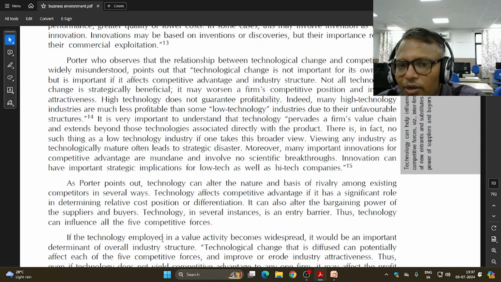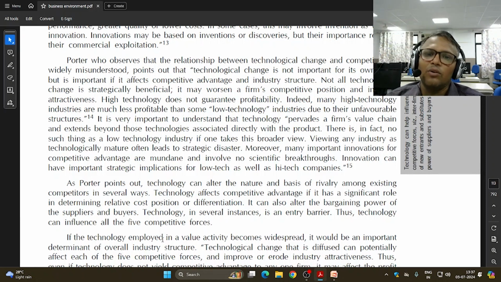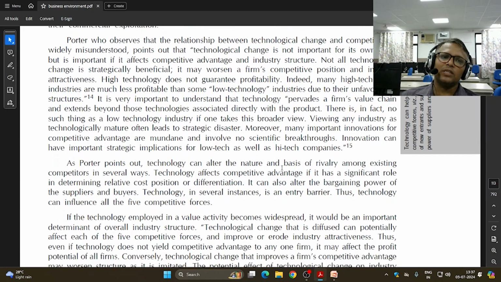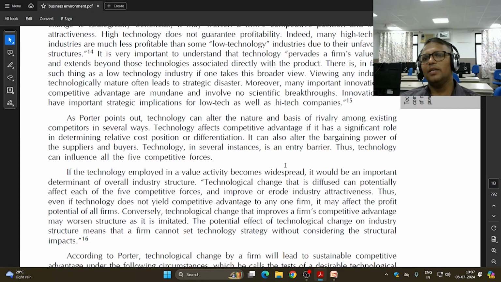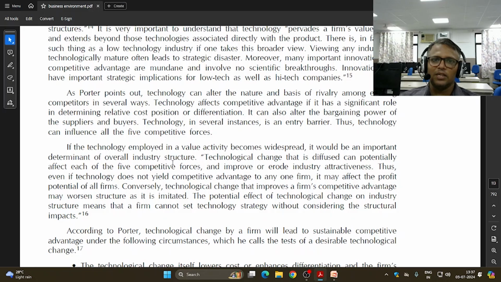As Porter points out, technology can alter the nature and basis of rivalry among existing competitors in several ways. Technology affects competitive advantage if it has a significant role in determining the relevant cost position or differentiation. It can also alter the bargaining power of suppliers and buyers. Technology in several instances is an entry barrier, thus technology can influence all five competitive forces. If the technology employed in a value activity becomes widespread, it would be an important determinant of overall industry structure.